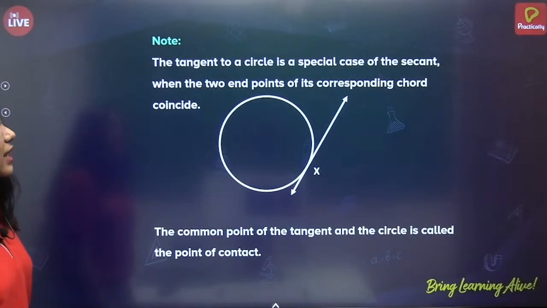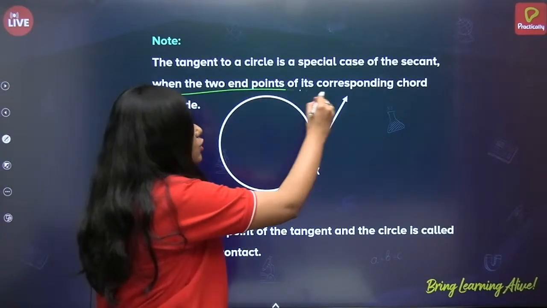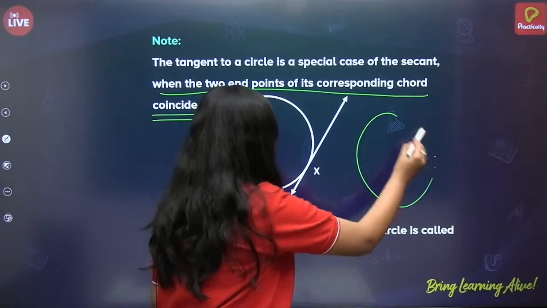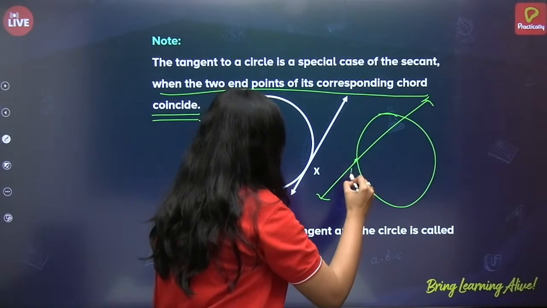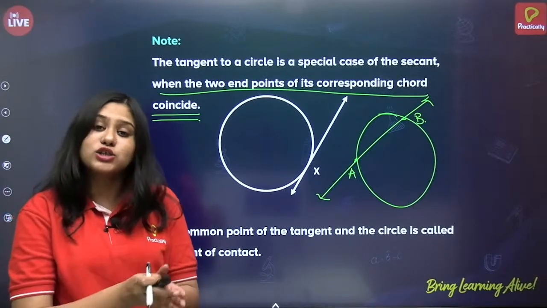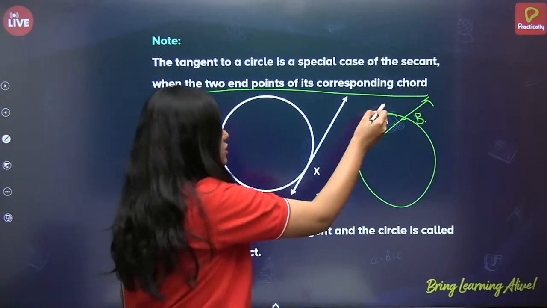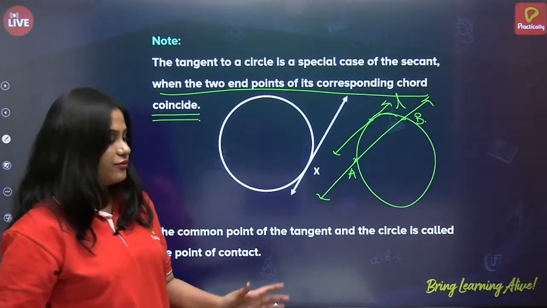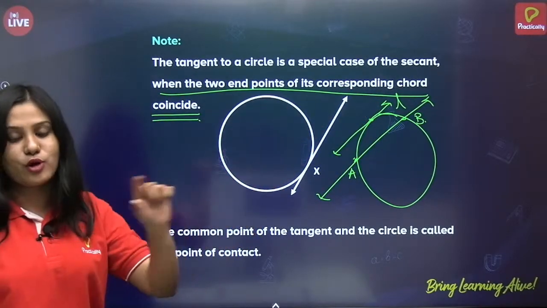Next. The tangent to a circle is a special case of the secant when the two endpoints of its corresponding chord coincide. Of course, right? So when I draw a circle and draw this, it's a secant and it's a chord, correct? So it has two intersecting points. But what is the tangent? It is a special case of the secant where these two points coincide into one. So now this will be my tangent, correct? Very simple, no confusion. When these two points coincide into one, at that point the tangent is drawn.